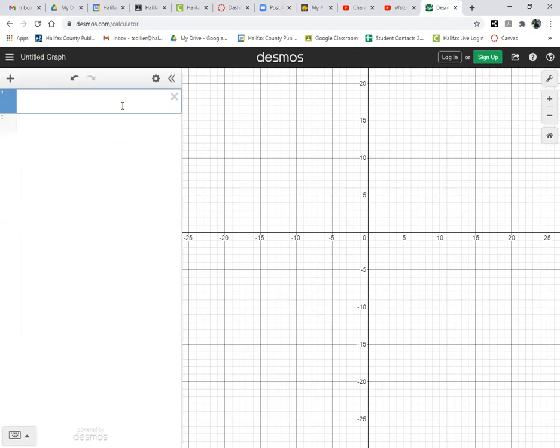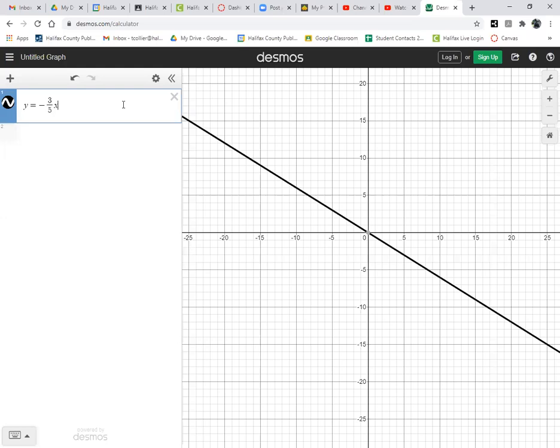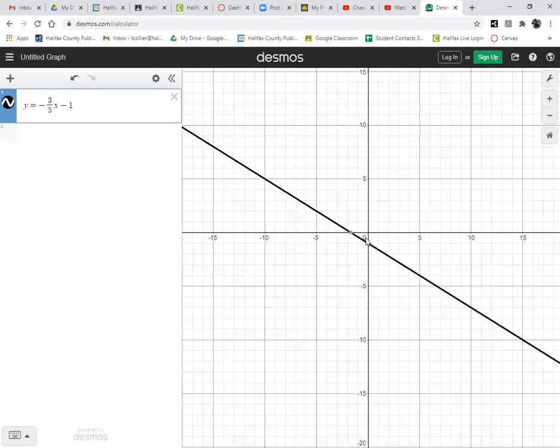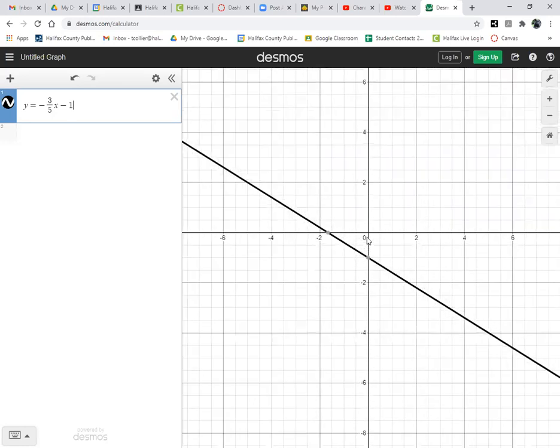So my line was y equals negative 3 over 5 x minus 1. And I get this line right here. So I'm going to zoom in on it, and this line has a negative slope, right? Because it's going down as you go from left to right. So the slope is going to be a negative number. And in this case, it's negative 3 over 5. So that's going to be the slope for this line.